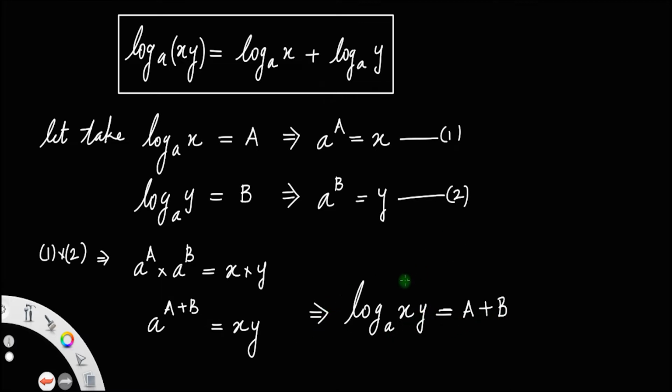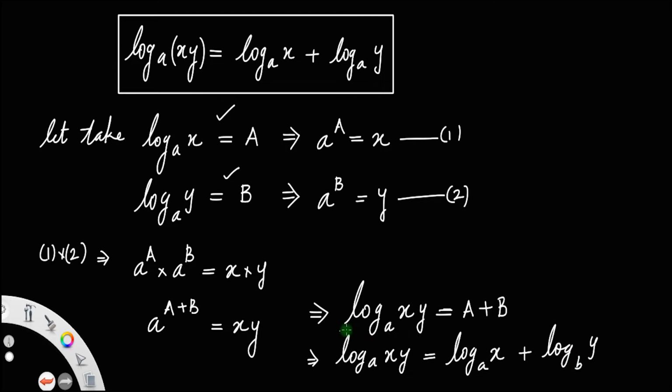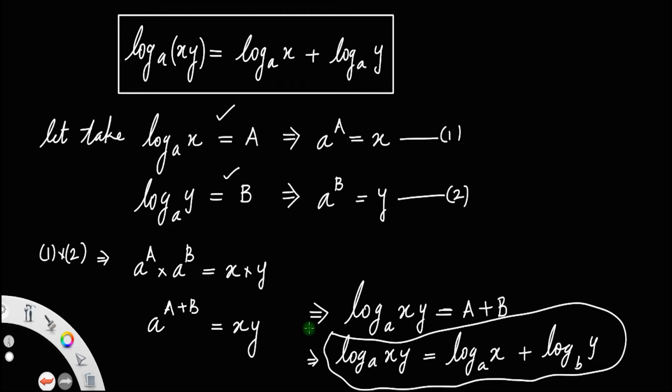This will be log xy to the base a equal to a plus b. Here, this is the a and this is the b. So it implies log xy to the base a is equal to log x to the base a plus log y to the base a. So that's how you prove it. Clear?